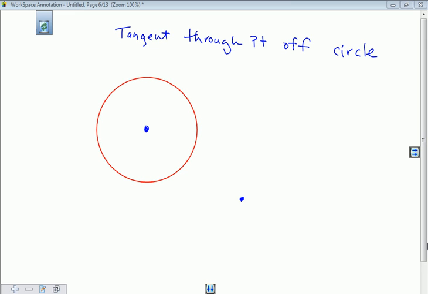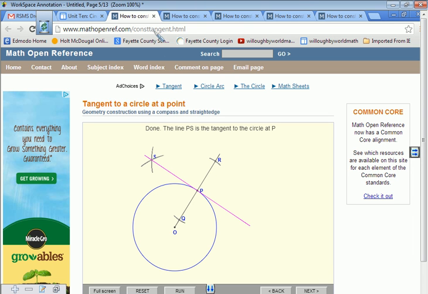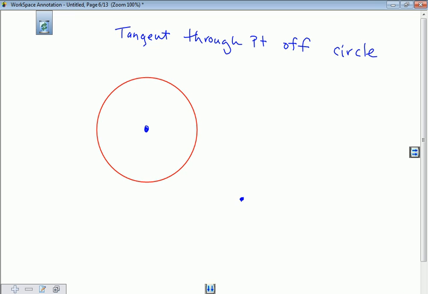So we've already done tangent through a point on the circle. Now we're doing tangent through a point off the circle. If you're watching this and you don't know how to do on the circle, which is what we just finished, you can link to that from my website. It will tell you exactly what to do.